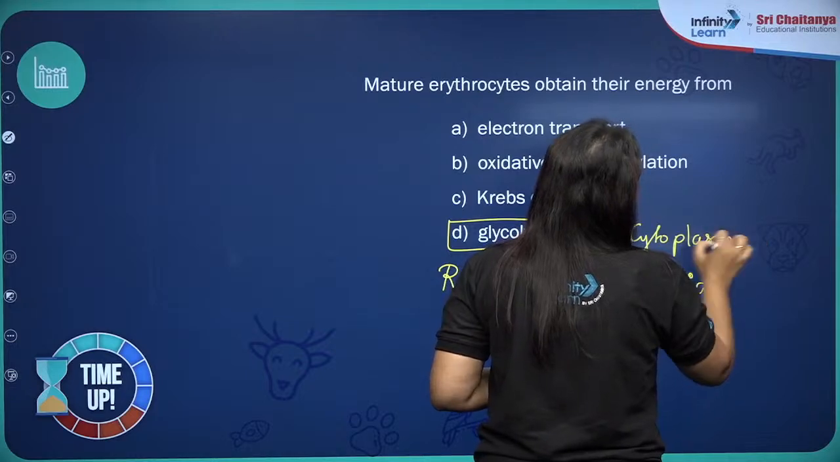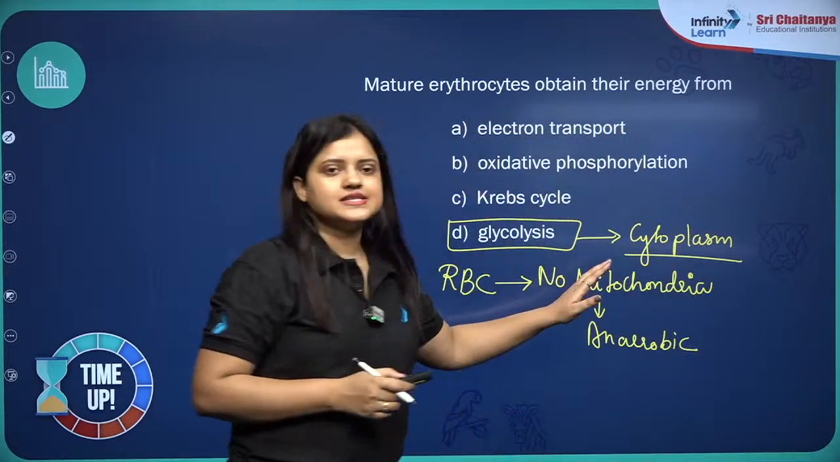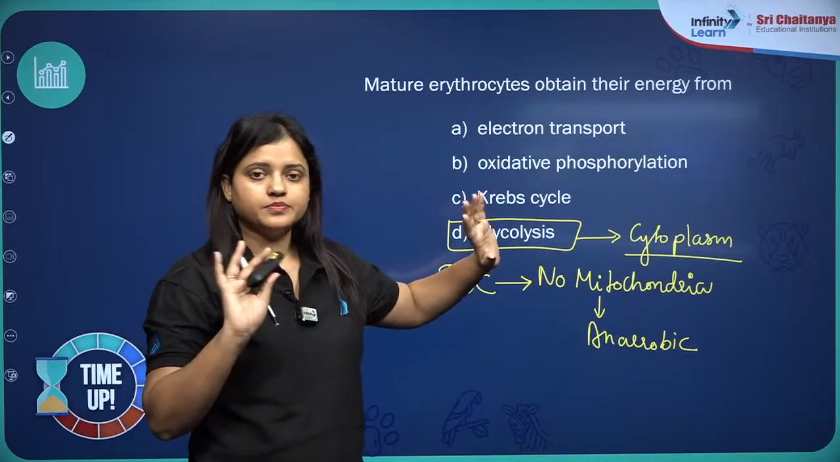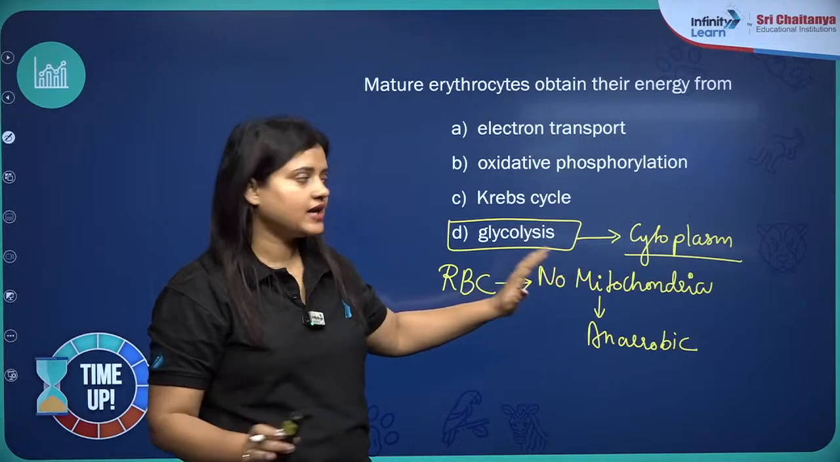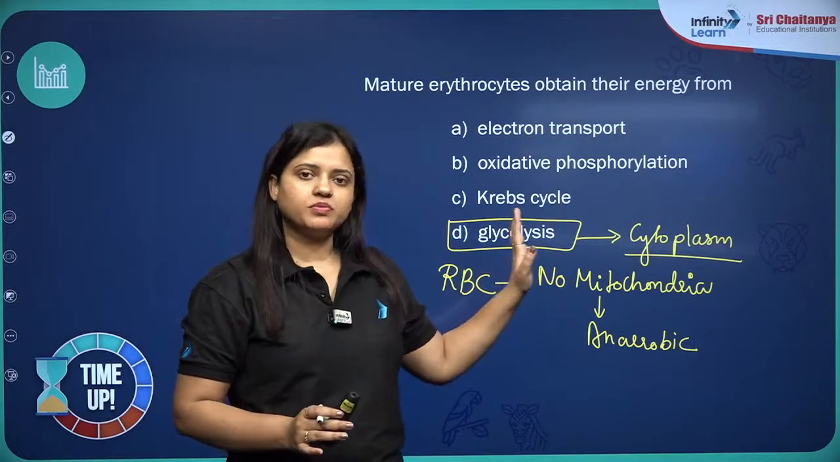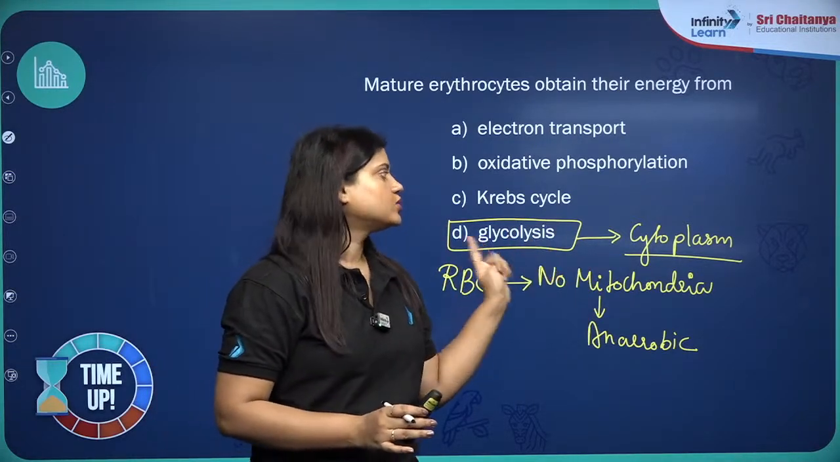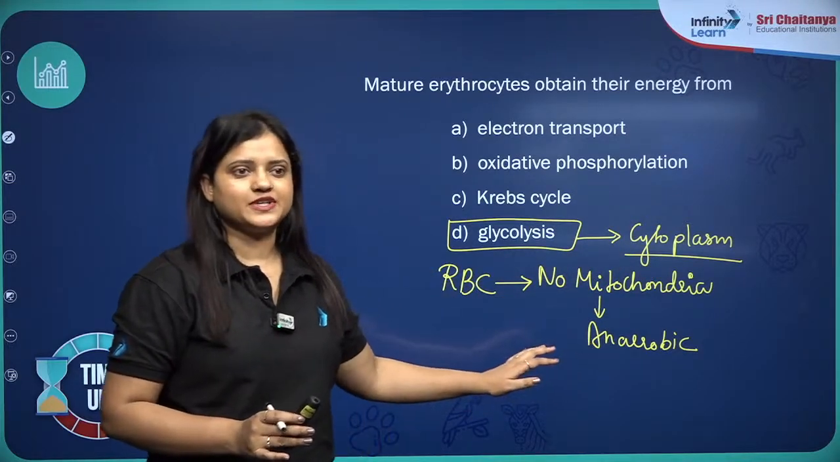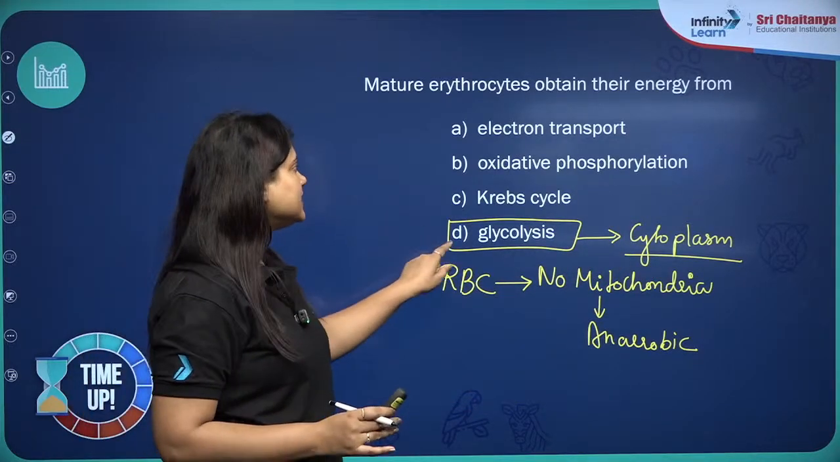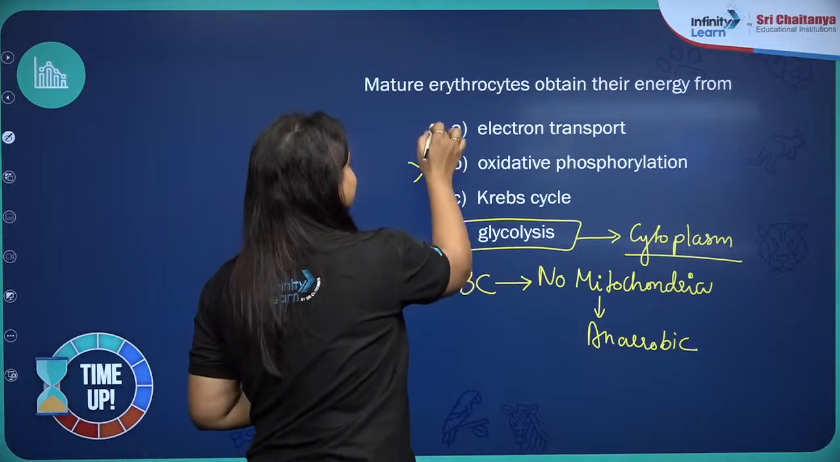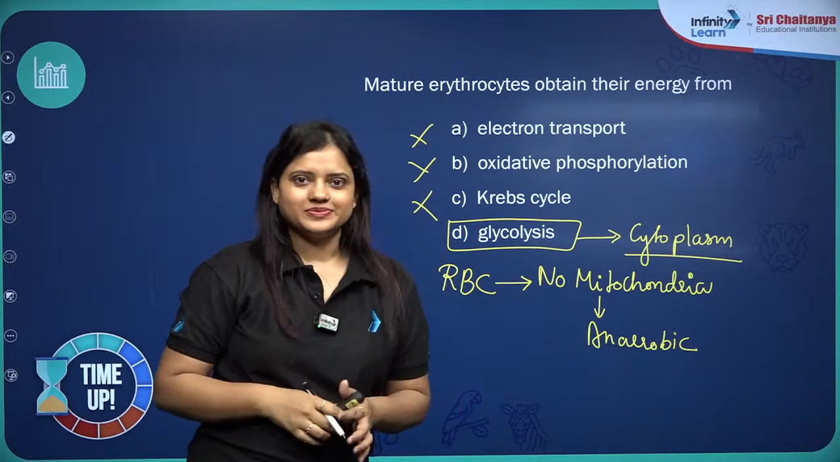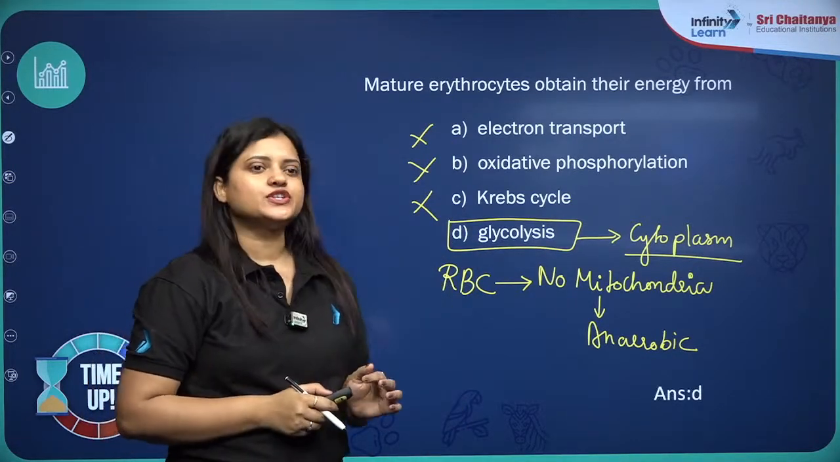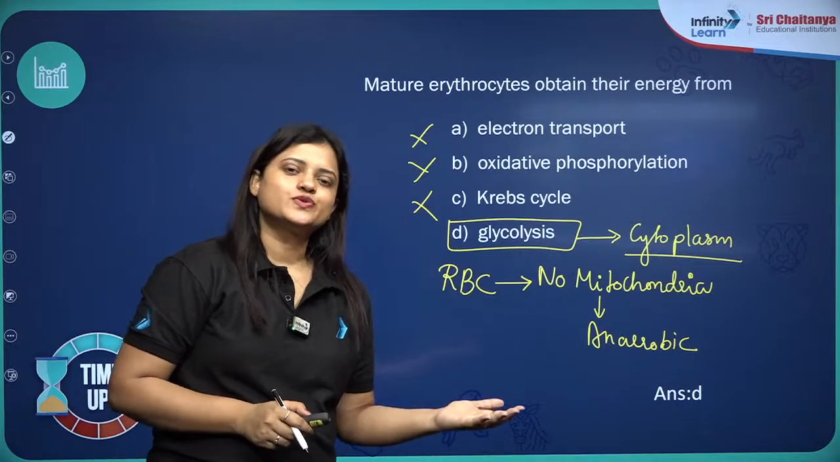Okay, remember that membrane bound organelles are not there in RBCs. Okay, so whatever respiration will take place, that will be through glycolysis in the cytoplasm and it is a type of anaerobic respiration. So correct answer will be D and not B. Okay, so correct answer for this question is D. Let's move on to our next question.